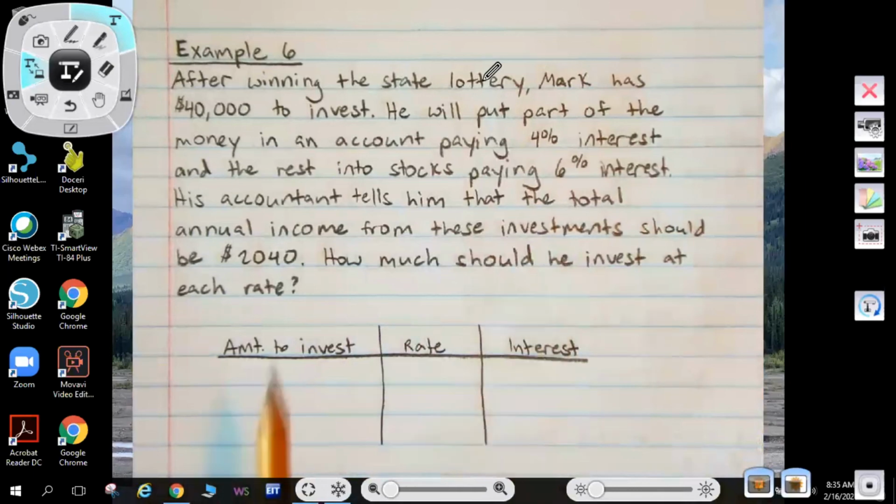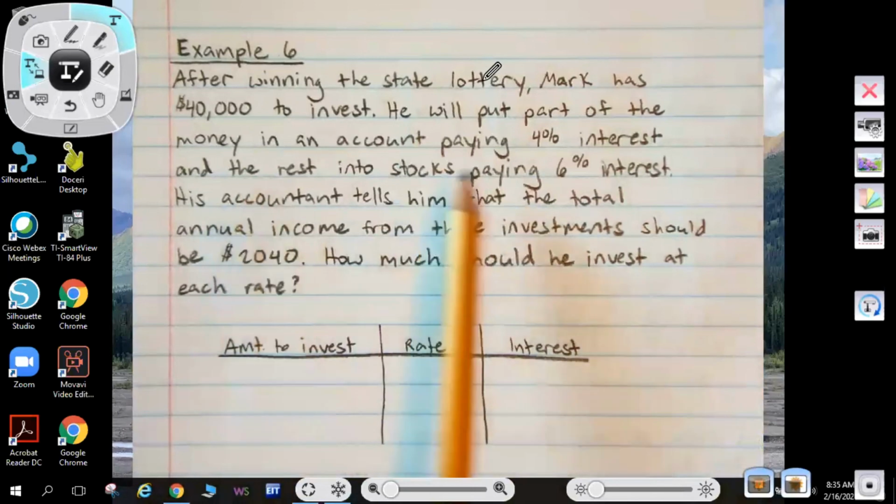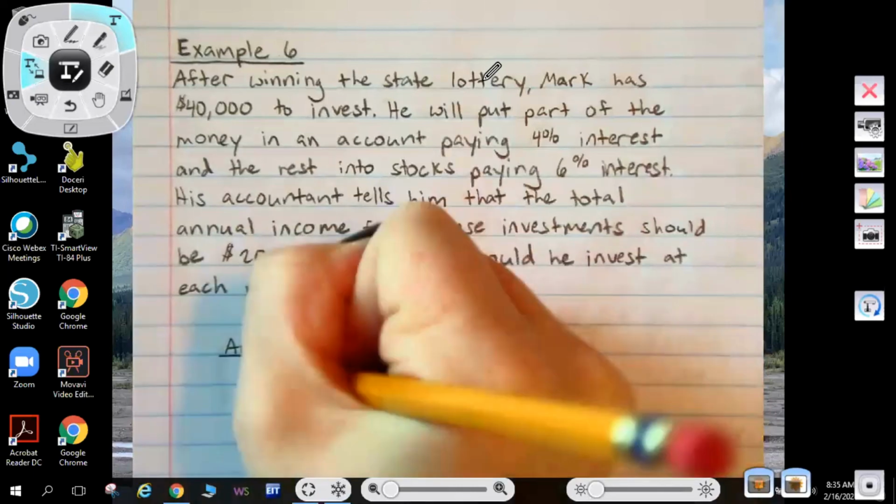Okay, so the amount that he's going to invest, it says he will put part of the money in an account paying 4% interest. So it doesn't tell us a specific amount. It just says he'll put part of the $40,000 in this account. So if we don't know what value is, we assign a variable. We'll just use X.